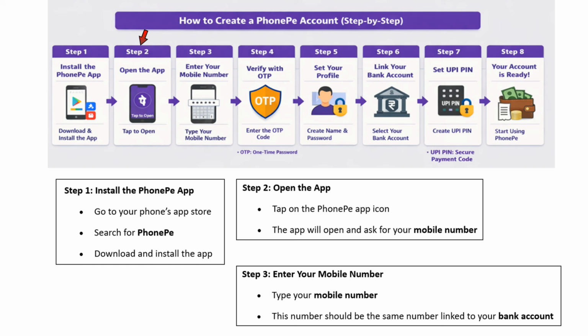Step 2. Open the app. Tap on the PhonePe app icon. The app will open and ask for your mobile number. Step 3. Enter your mobile number. Type your mobile number, and this should be the same number linked to your bank account.